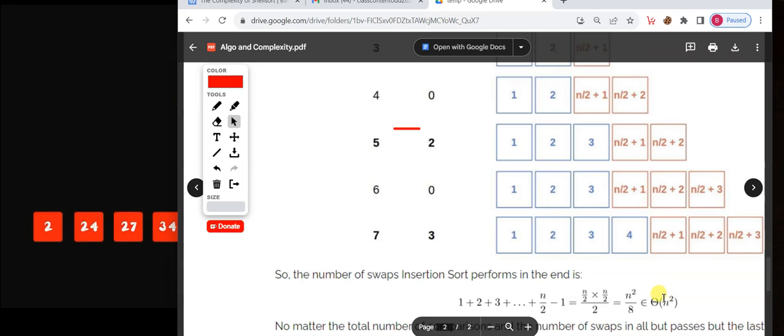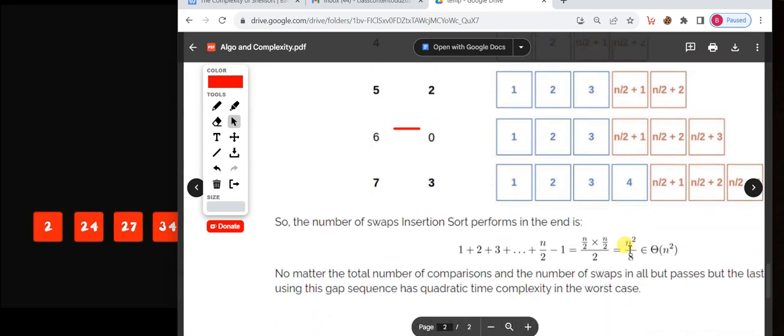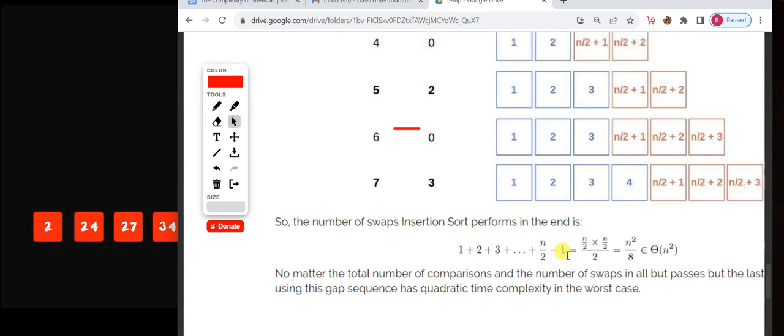Due to lack of time and the lack of possibility of complexity analysis coming in larger marks, I suggest you follow this and memorize this, because a detailed complexity analysis is not required for Shell sort.